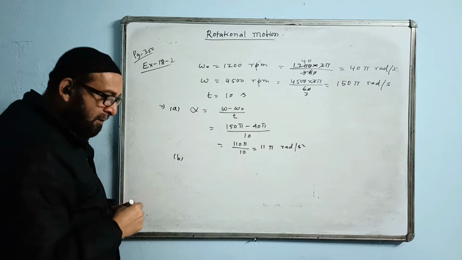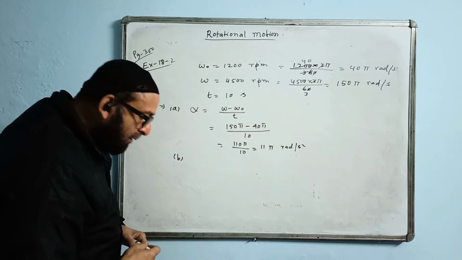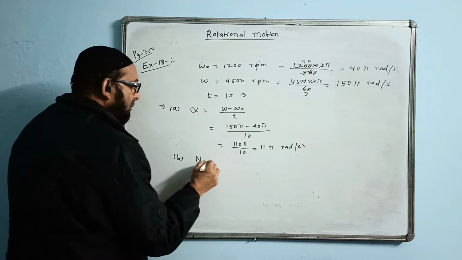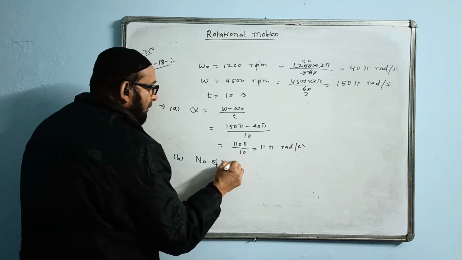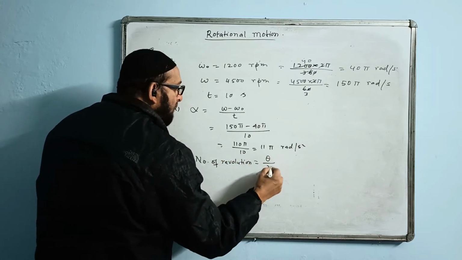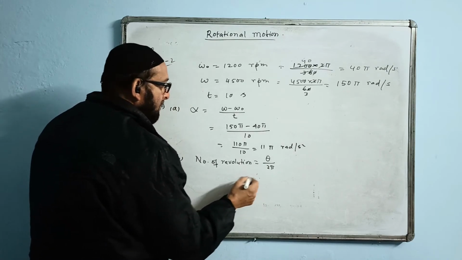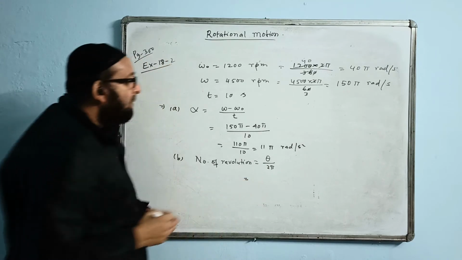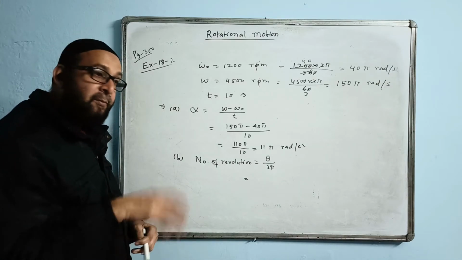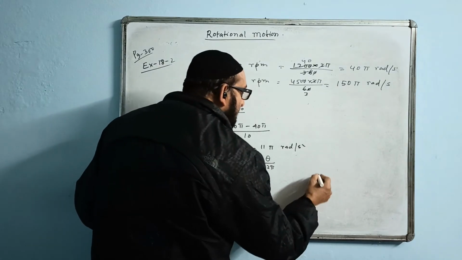Now the answer for the second part. You have to find the number of revolutions made during this time. Write down number of revolutions. What is the formula? Formula is theta by 2 pi. Okay. Do we have the value of theta? We do not have. We will be finding it and then we will find the number of revolutions. That means theta value you find out.